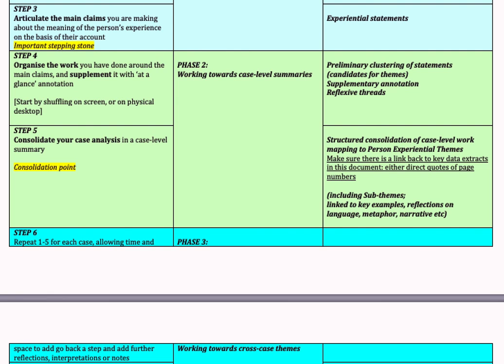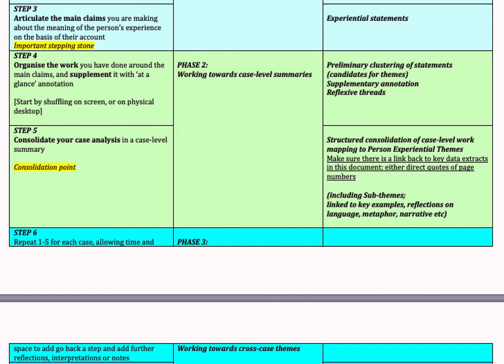But you can certainly have sub-themes. You should be able to capture and link your main analytic ideas to data extracts and key examples of the things that you're interested in. You might include reflections and observations on things like the use of language, the relationship with the interviewer, the kinds of metaphor and imagery that are drawn upon, the sorts of stories that are told and the ways that they're told. So lots of things that you can bring into that level of analysis.